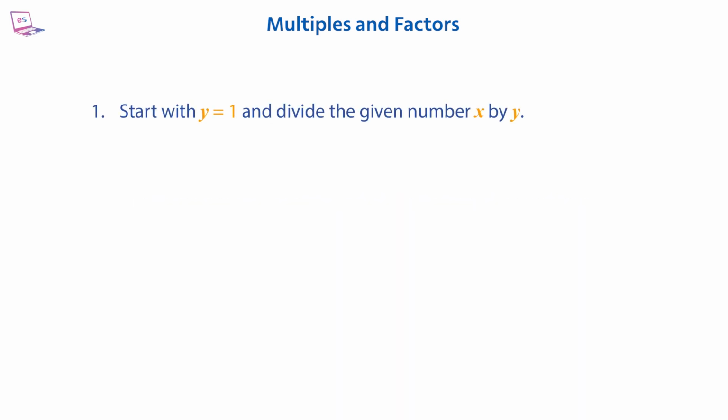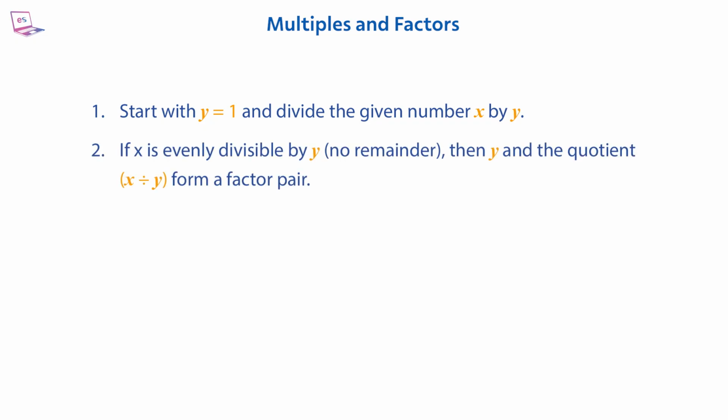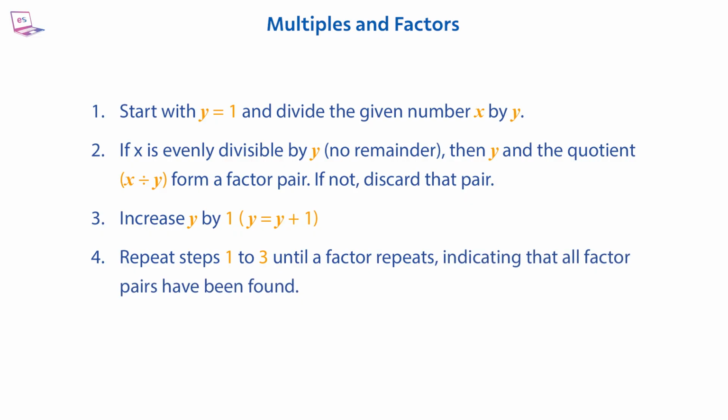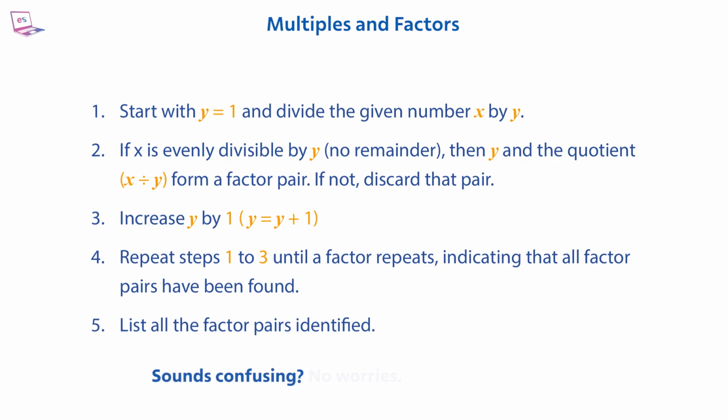Start with y equals 1 and divide the given number x by y. If x is evenly divisible by y, no remainder, then y and the quotient, x divided by y, form a factor pair. If not, discard that pair. Increase y by 1, y equals y plus 1. Repeat steps 1 to 3 until a factor repeats, indicating that all factor pairs have been found. List all the factor pairs identified. Sounds confusing? No worries, let's see an example.